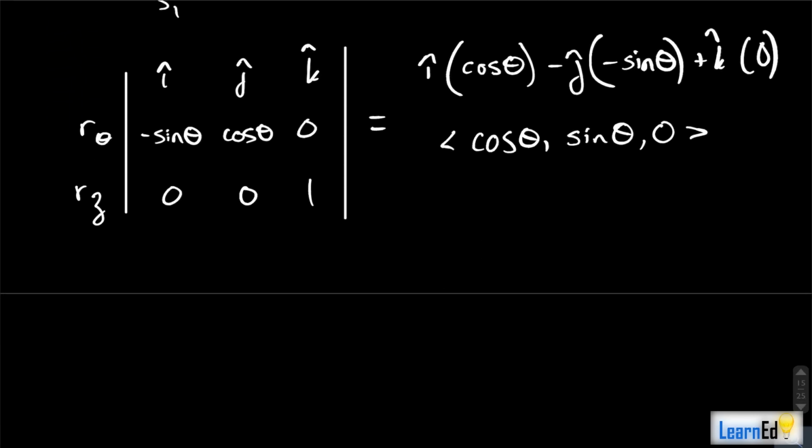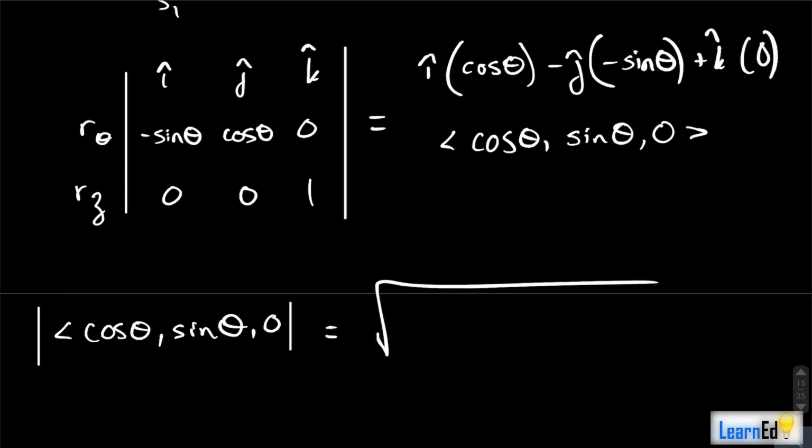Remember, the magnitude of this vector, let's write that as the magnitude of cosine theta, sine theta, 0, is going to be equal to the square root of the sum of the squares, essentially. So cosine squared theta plus sine squared theta plus 0 squared, which we can see that that's just going to be 1. So that little piece there ends up really not even mattering for S1, which is really nice.